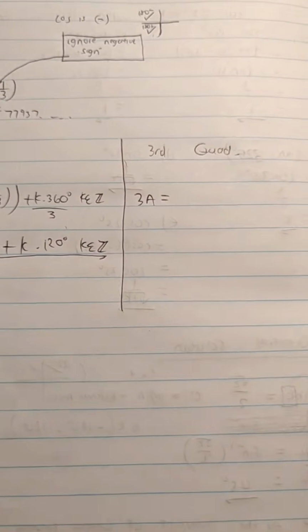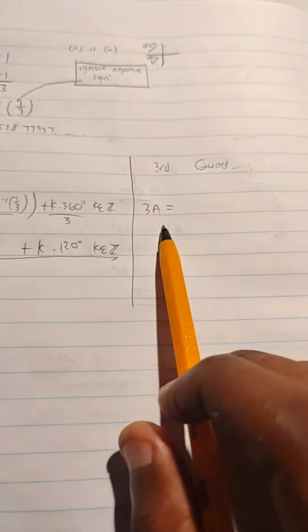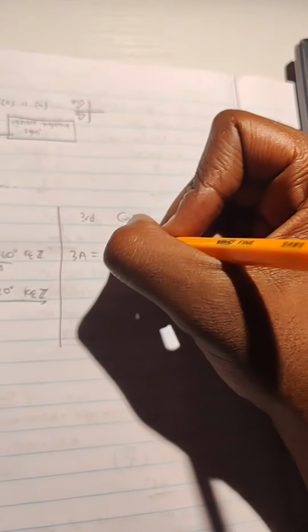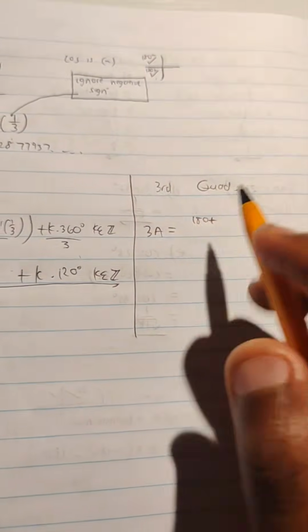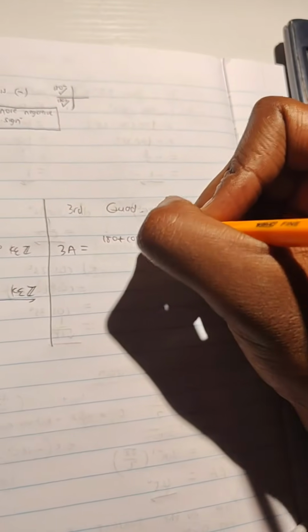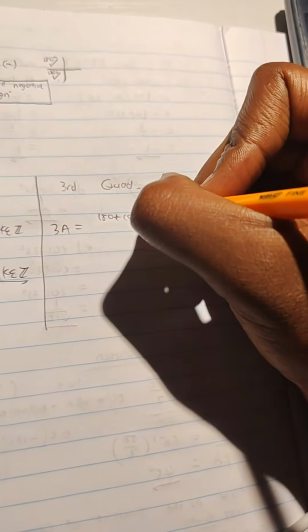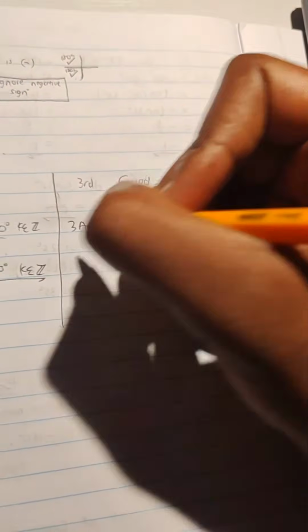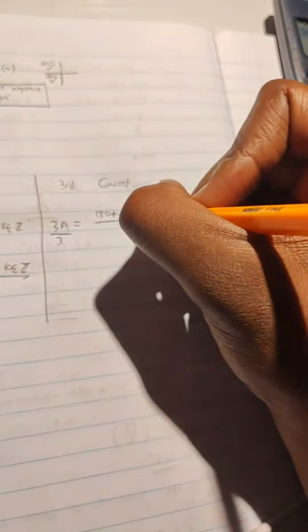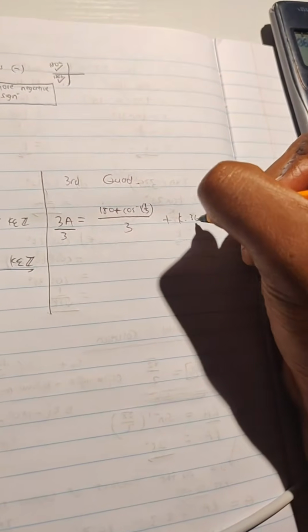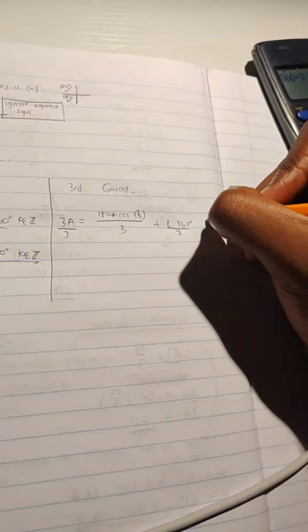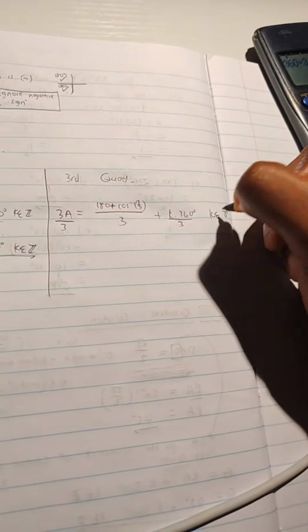3a is equal to 180 plus, this time in the third quadrant, cos of 1 over 3. We are going to divide by 3, so that means we also divide by 3 here. The k 360, we'd also divide by 3, where k is an element of integers.